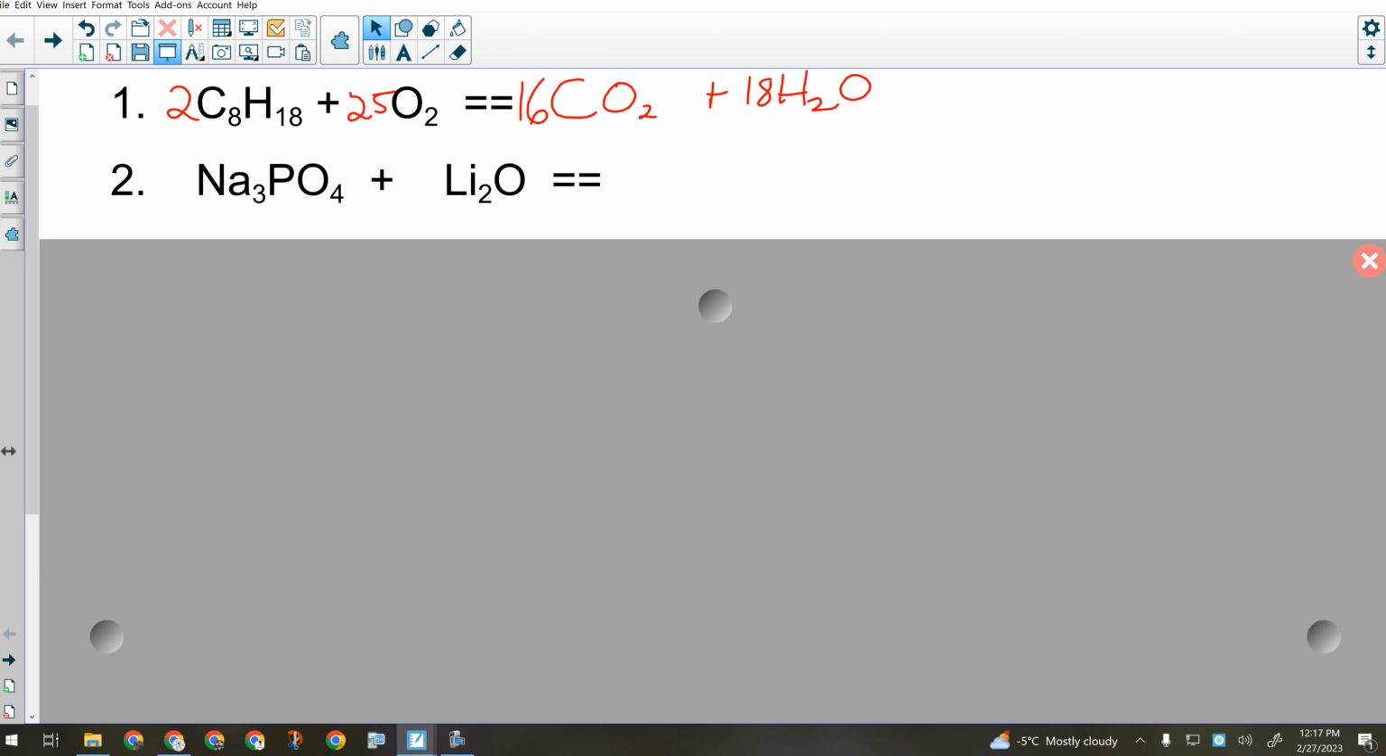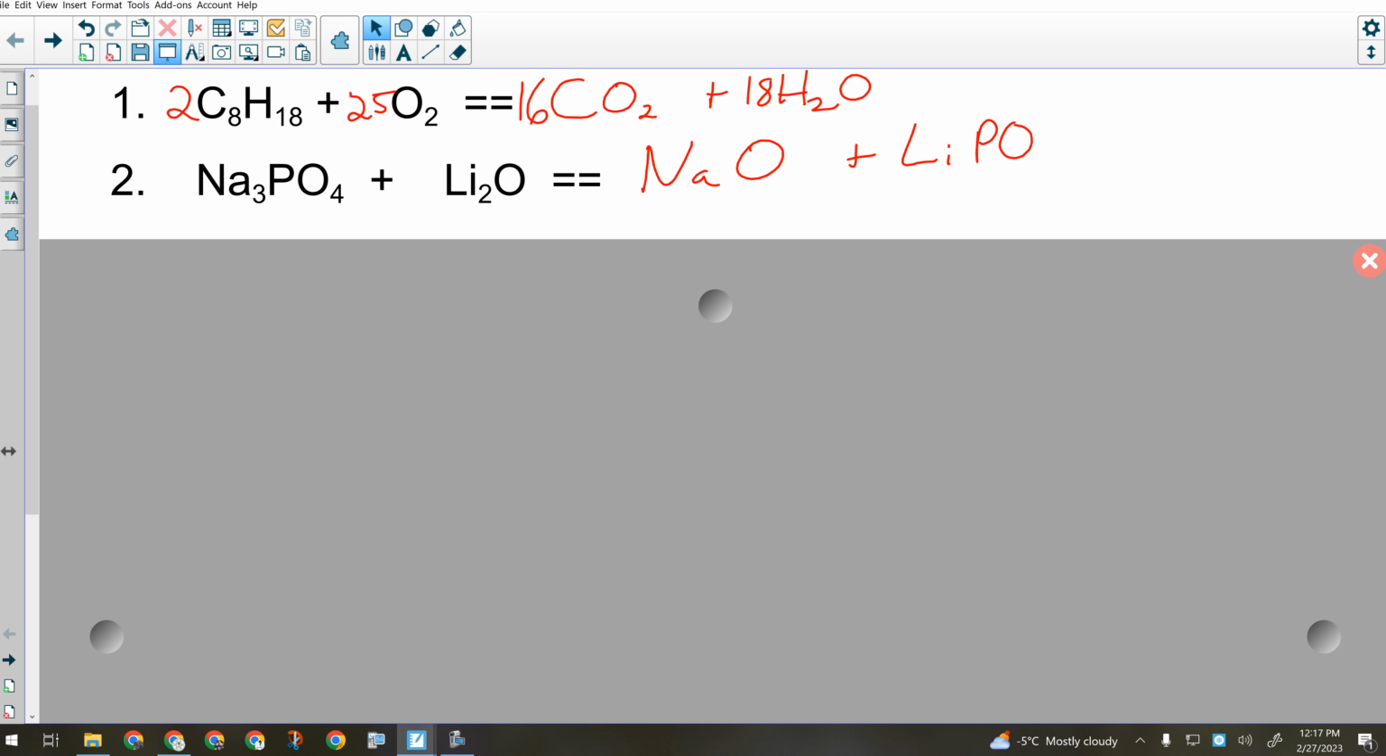In reaction number 2, I've got sodium phosphate, which is an ionic compound, reacting with lithium oxide, which is also an ionic compound. What kind of reaction am I looking at there? Double replacement. Double replacement reaction. In a double replacement reaction, what's the pattern? What's going to happen in a double replacement reaction? Metals swap. All right, so that's going to mean that sodium is going to end up with oxygen and lithium is going to end up with phosphate.